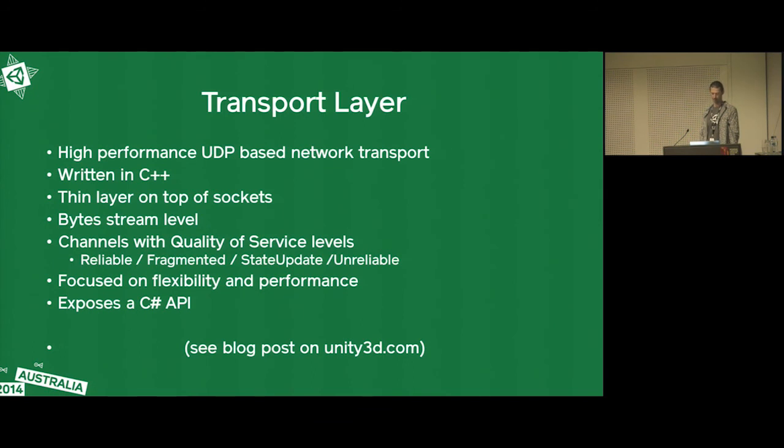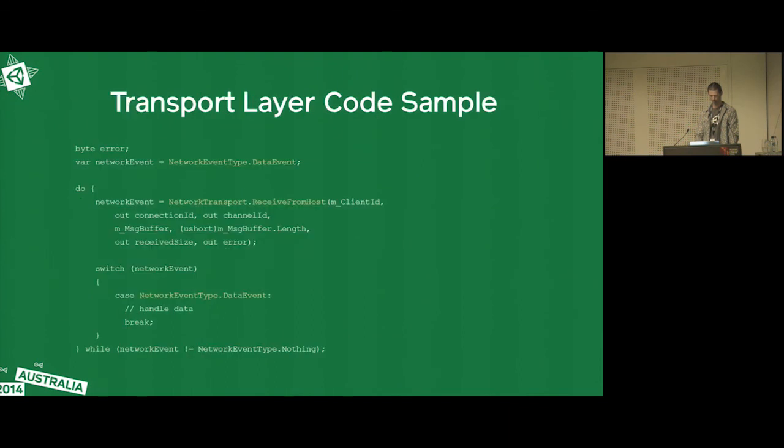We call these channels, and the whole API uses channels. This is really focused on performance and flexibility. You should be able to do anything with this layer that you can do with an operating system level socket layer. That's the plan. And this exposes a C# API. This is an example of what transport layer code looks like. This is an API for network programmers. It looks like socket code. You deal with message buffers and connection IDs and enumerated event types, things like that.